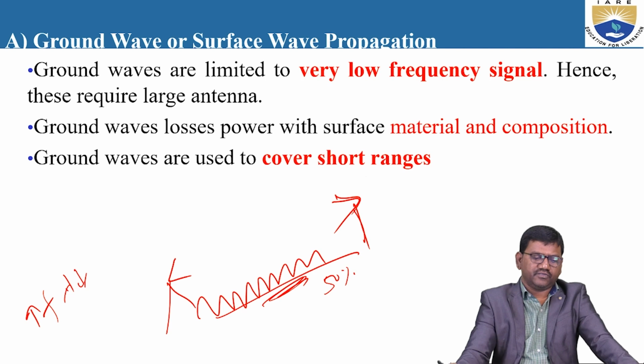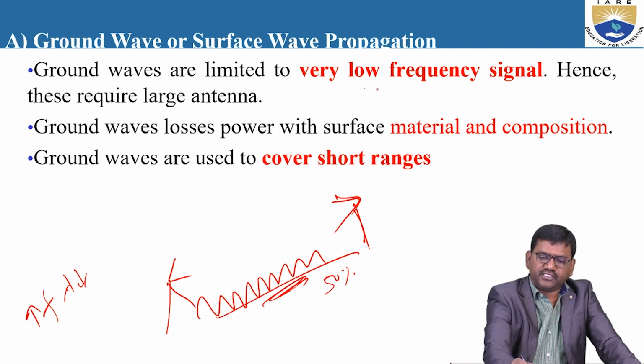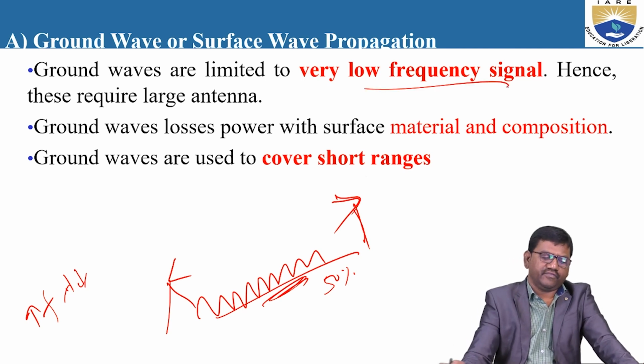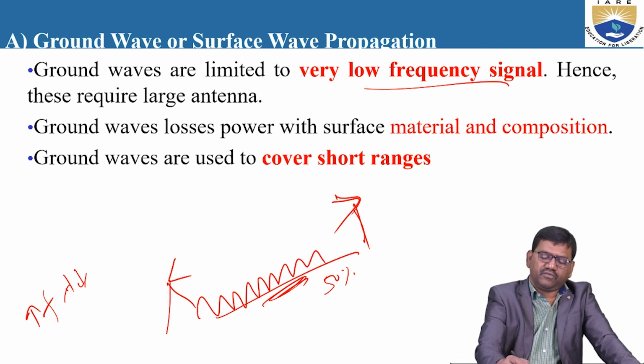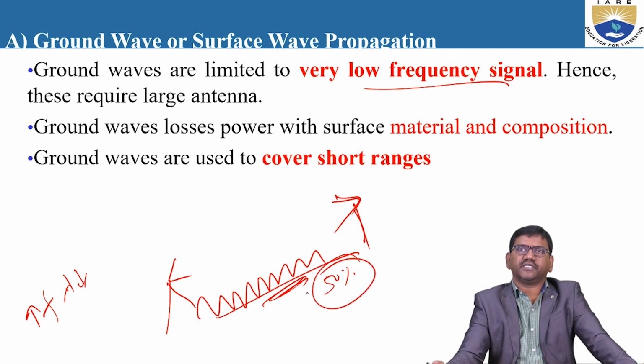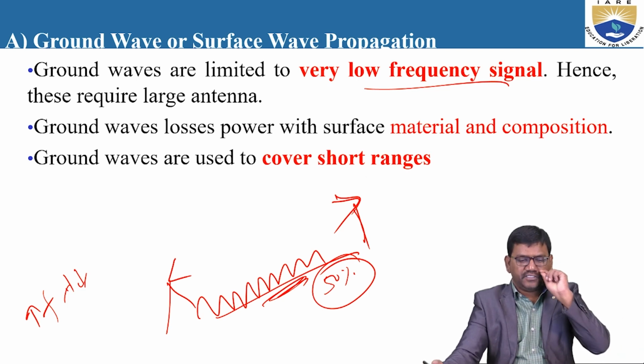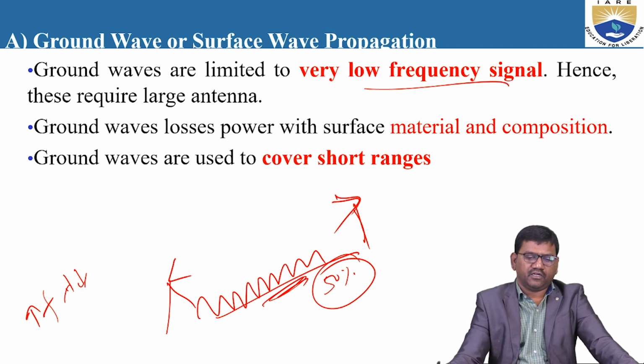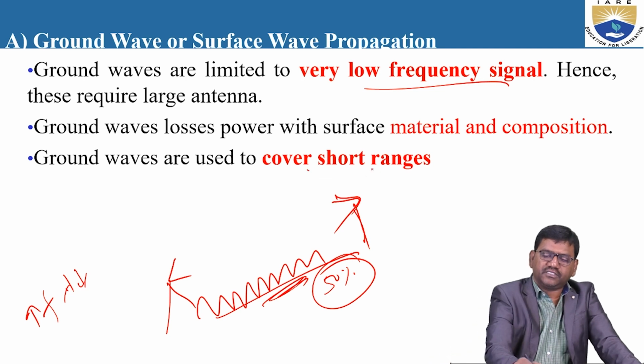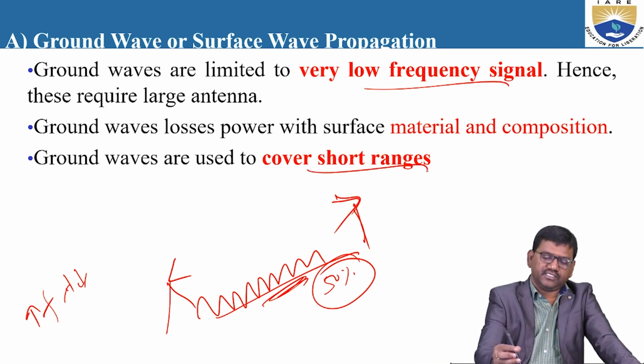So this is used only for very low frequency signals. If we transmit a high frequency signal, only 50% of the transmitted signal will reach the receiving antenna due to the attenuation of the earth. Ground waves are used to cover short ranges only. These are usually used for short ranges.